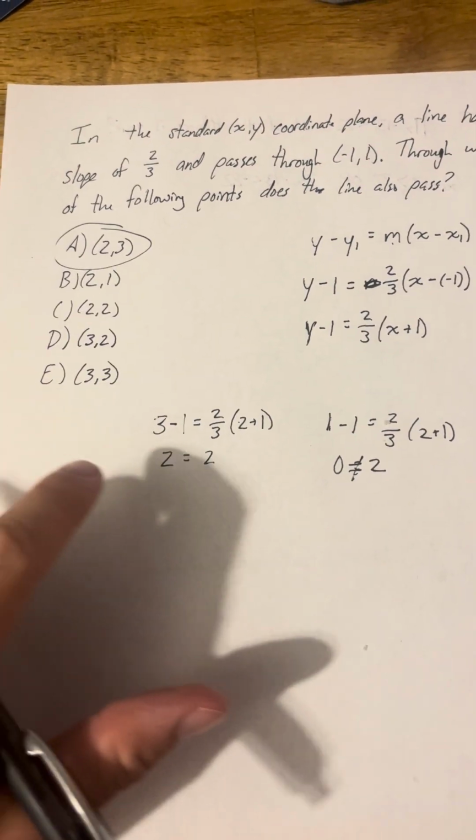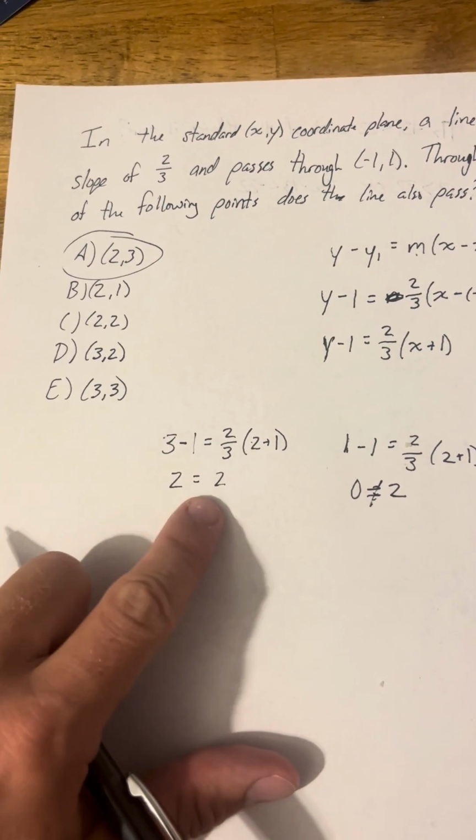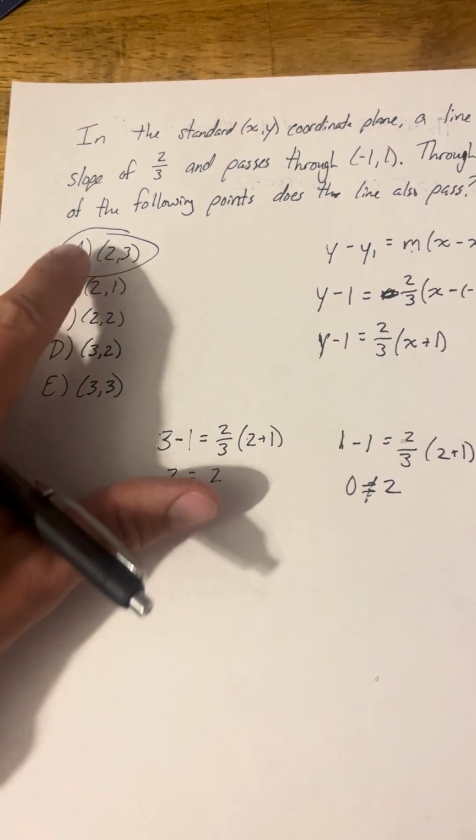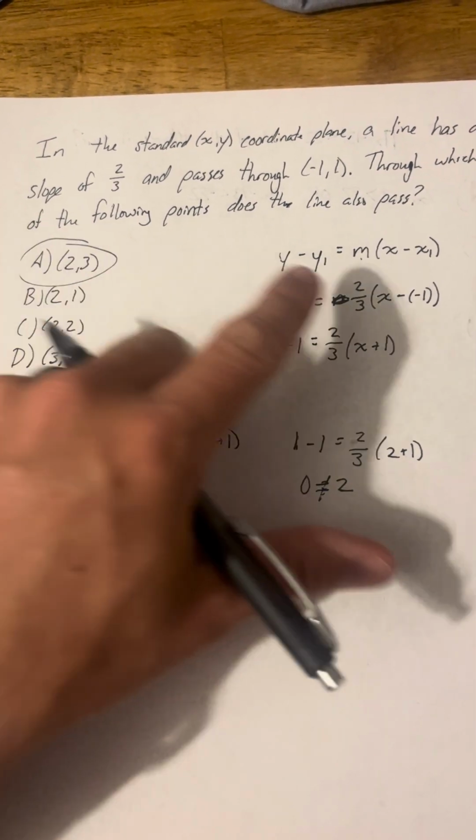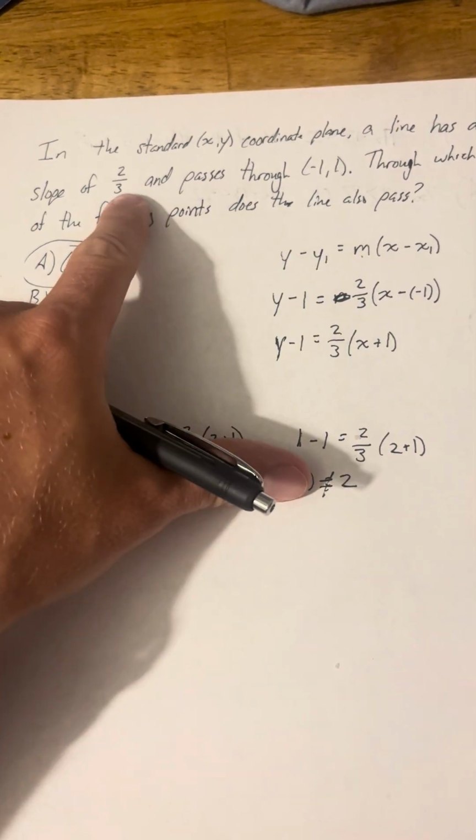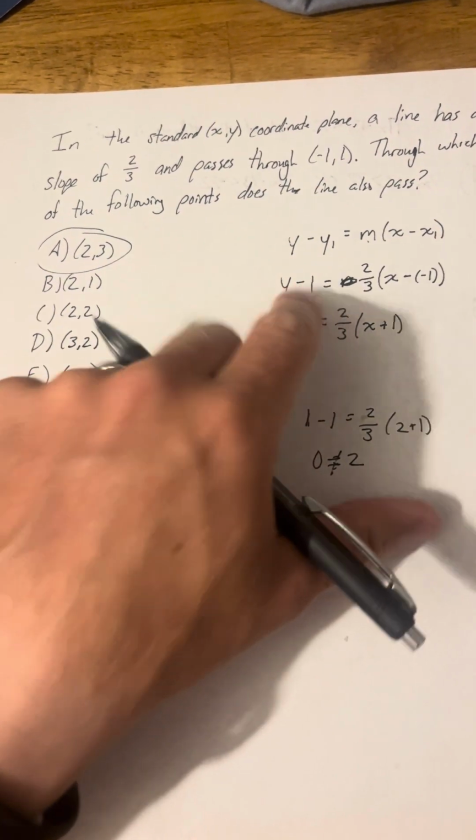So you're looking for the one that balances the equation. Obviously on the first one, A balanced it. So your answer here would be A, using your point slope formula. If you're given a slope and given a point, you're using your point slope formula.